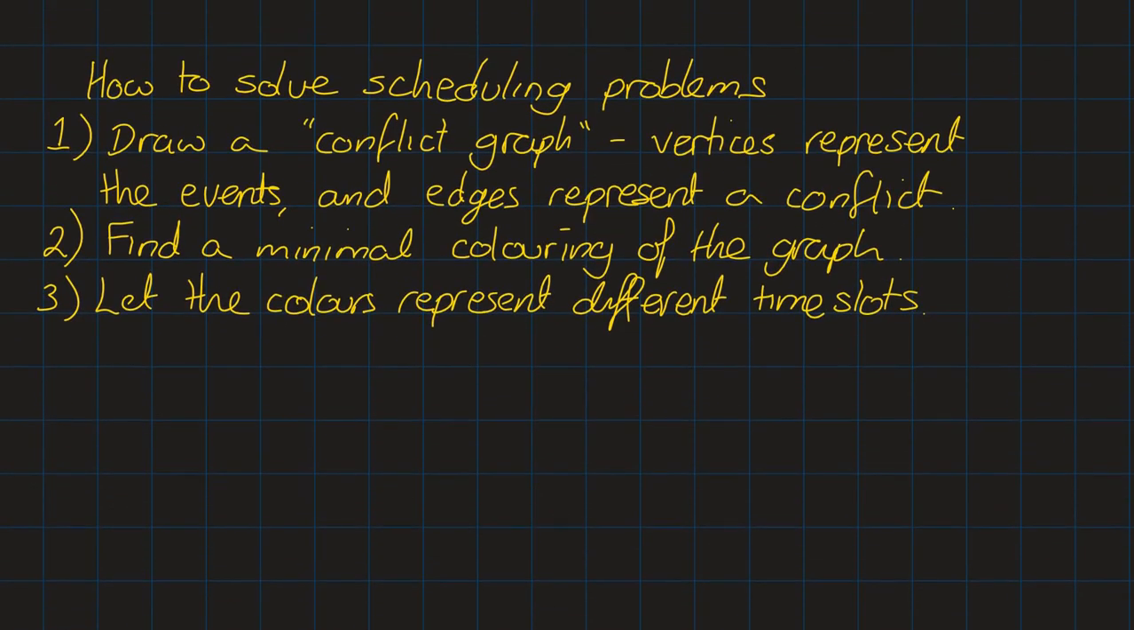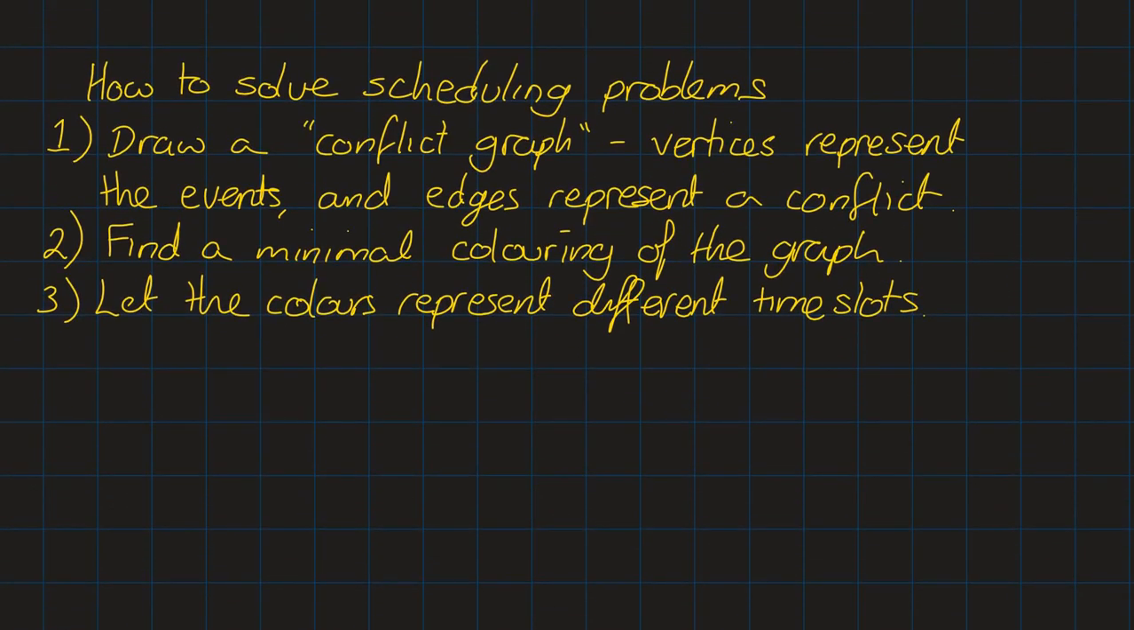This is the general way to solve it. The first thing you do is you draw a conflict graph. This is a graph where the vertices represent the events. Like the different exams, there'll be a different vertex for each exam, or for each committee meeting. And you draw an edge between two vertices if they're in conflict. So you draw an edge if the two events represented by the vertices cannot happen at the same time. So it's a conflict graph. It represents the conflicts between the events.